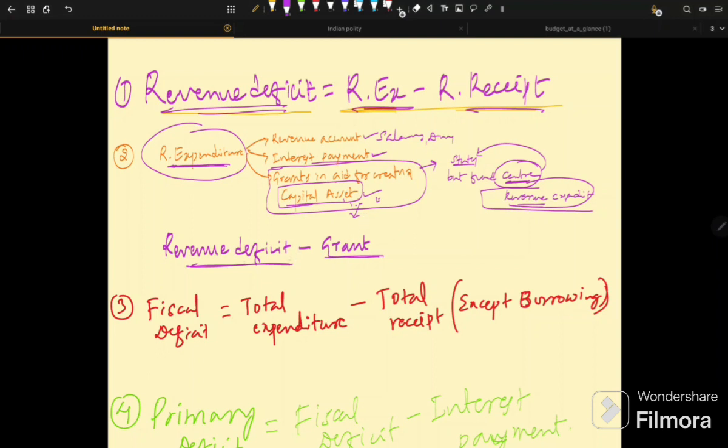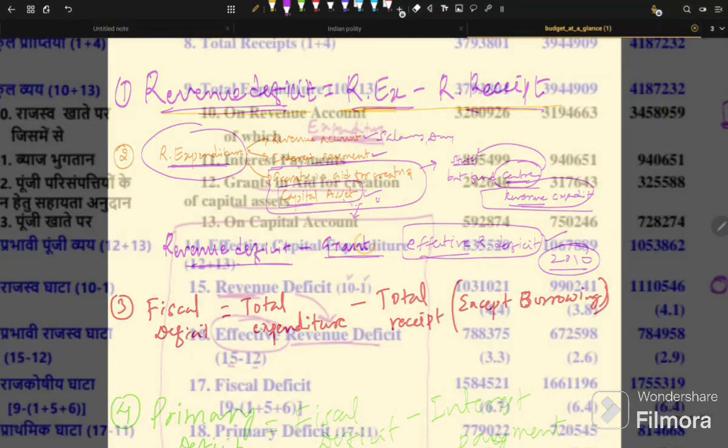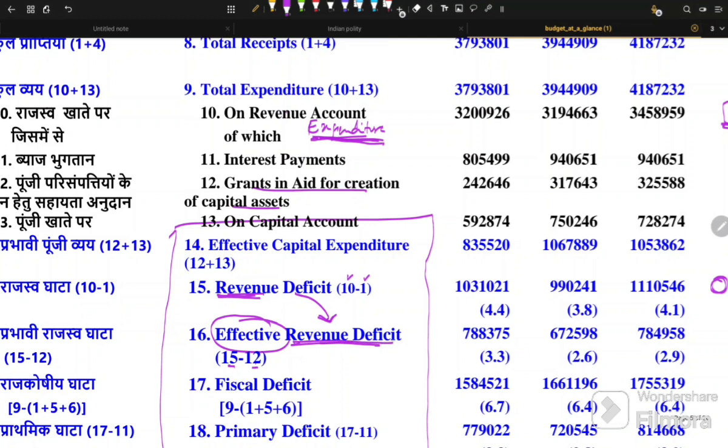Then only we get the effective revenue deficit. What exactly is the effective revenue deficit? What is exactly the deficit due to the revenue expenditure? That's why we include this term. This was very recently included, I think 2010. At that point of time they included it. Why do we need the effective revenue deficit? Because we had included capital creation expenditure as a revenue expenditure. It is wrong to consider this part.